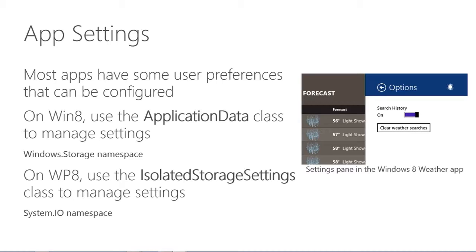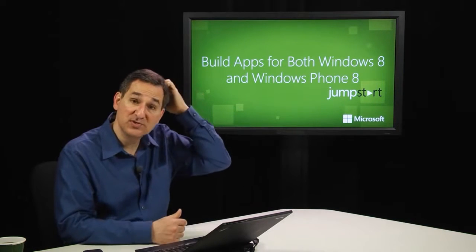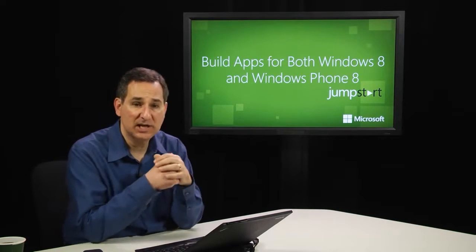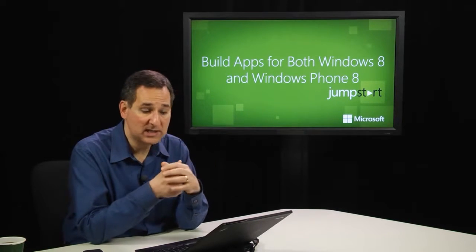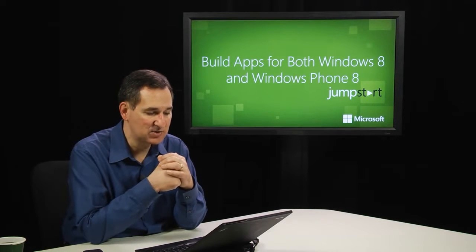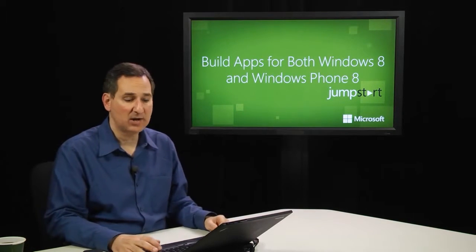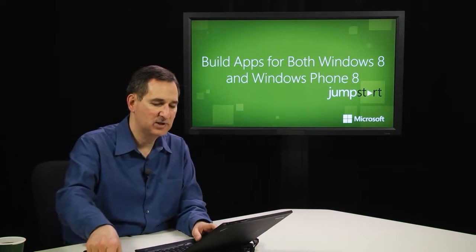So when you allow your end user to choose your preferences, in Windows 8, you would use the application data class to manage settings. That's in the Windows.storage namespace. And as I mentioned earlier, you do have Windows.storage on Windows Phone, just not the application data class. So you can't use that to store your settings. On Windows Phone 8, you have the isolated storage settings class that you would use to manage your settings, and that is in the System.IO namespace. And so it is quite different here.